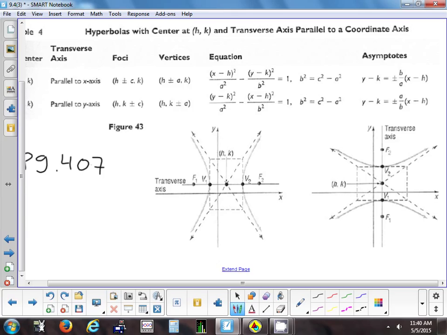Honestly, I don't even think of these formulas. I just try to use common sense and reason it through. Am I shifting left and right? Well, if I'm shifting left and right, I'm going to add something to x. Am I shifting up and down? Well, then I'll add to y. What do I add? Well, we already know that. If you're dealing with foci, you're using C. If you're dealing with vertices, you're going to use A.